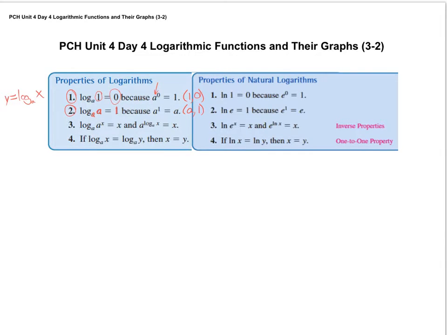Is that only if the situation is where the base of the log is the same as the base of the exponent? What about that? That's the only time that applies, right? Well, no, that applies all the time. What we just said here applies all the time, no matter what the base is.